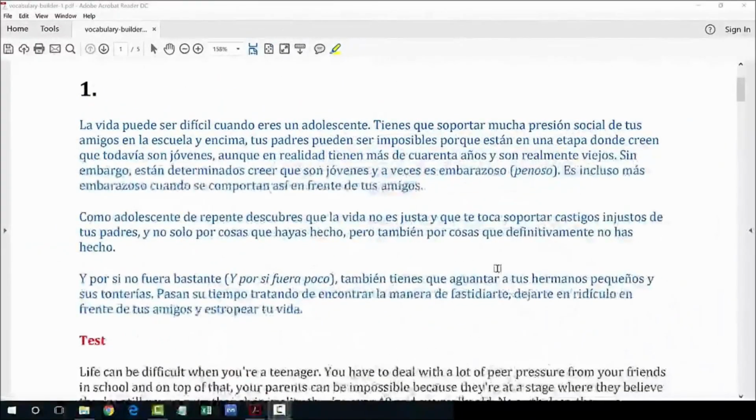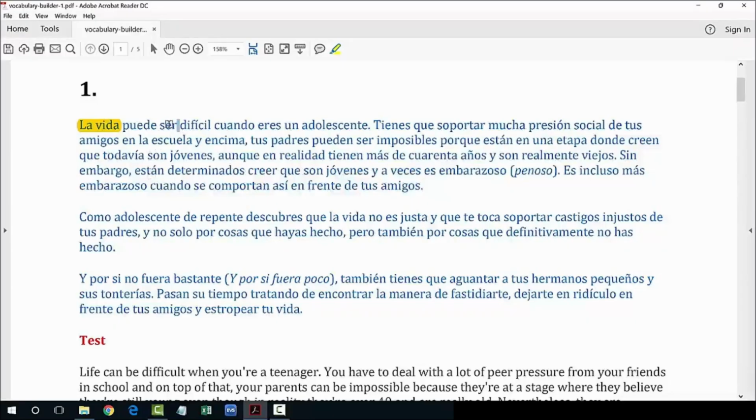The first line reads, "La vida puede ser difícil cuando eres un adolescente." Spanish loves to use the definite article, meaning the word the, much more than we do in English. So whereas English will have life can be difficult, Spanish will say the life can be difficult. And you'll see this happening a lot throughout the text.